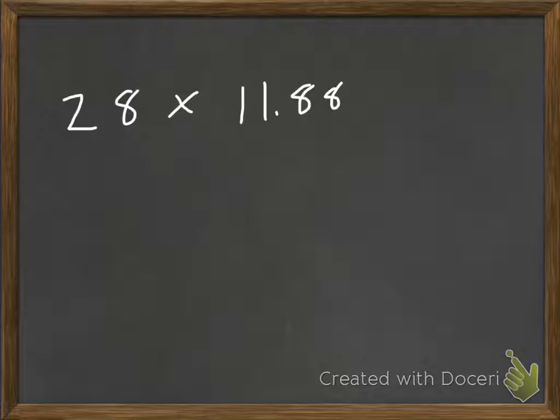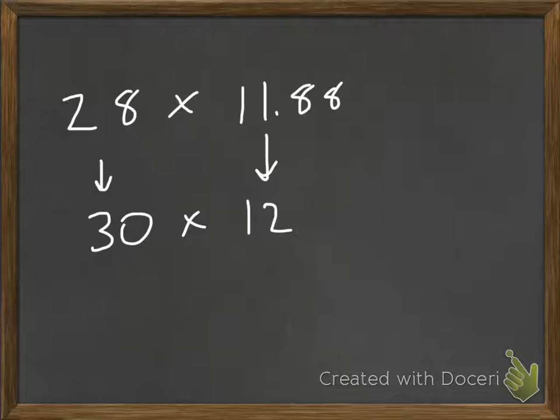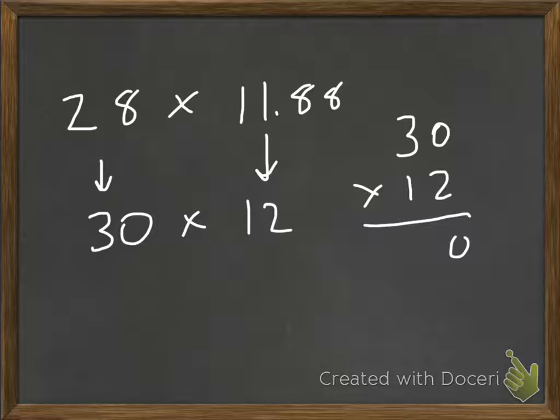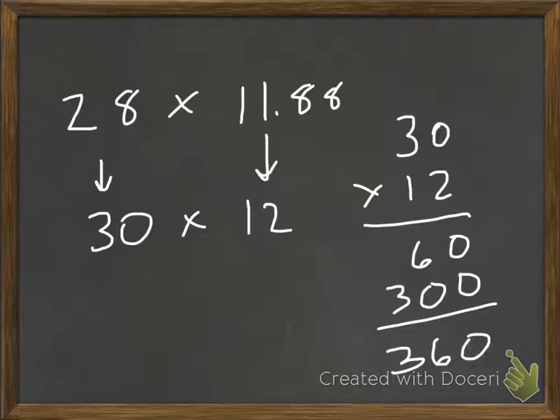So here we have 28 times 11.88. 28, we're talking about money, is closest to 30. And 11.88 is closest to 12. So we would multiply 30 times 12. And we get 360.